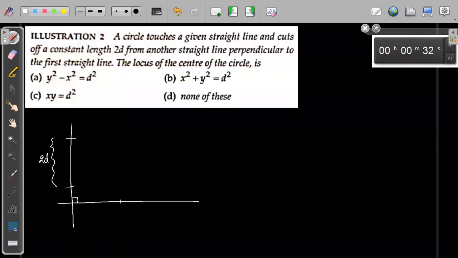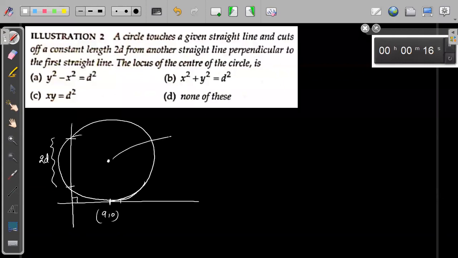So this will be the shape, something like this. This is the point where it is touching. Let's take this point as a comma 0. If this is a comma 0, this center will be of the form a comma y.